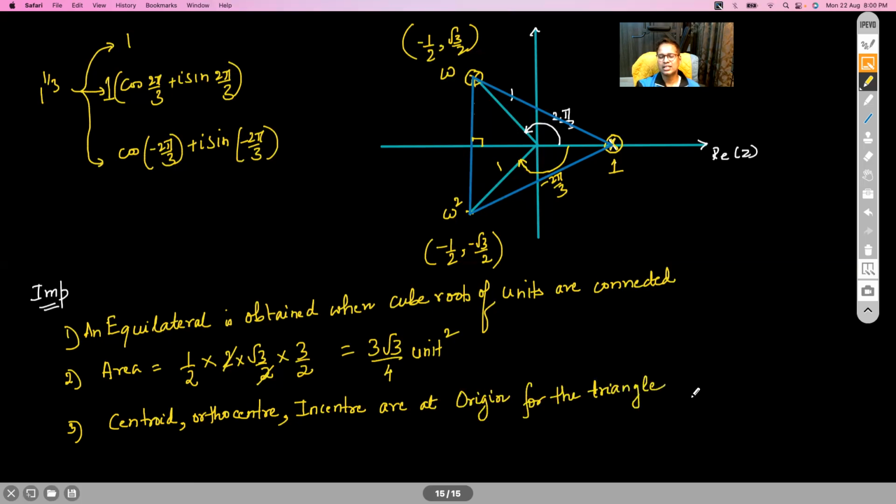Is it fine? So few questions around this also have been framed in the competitive exams. They will say that if you connect the cube roots of unity, what is the area of the triangle that you get? So you directly know the result now, which is 3 into root 3 by 4. Sometimes they'll ask you this question, where is the centroid of the triangle located, or where is the orthocenter located? They will be located at origin. Okay.